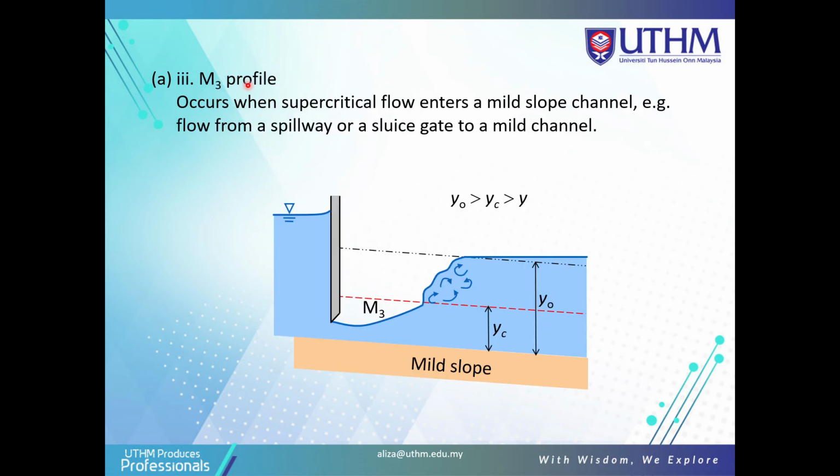The M3 profile occurs when supercritical flow enters a mild slope channel, for example flow from a spillway or sluice gate to a mild slope. So maybe in your final they ask you to explain briefly about the M3 profile and sketch the diagram. You can define the M3 profile and sketch the diagram. It occurs when supercritical flow enters a mild slope channel, for example flow from a spillway or a sluice gate to a mild channel. From the sluice gate or spillway, they have the mild slope here, with the YC and the Y naught here. So this is the M3 profile.